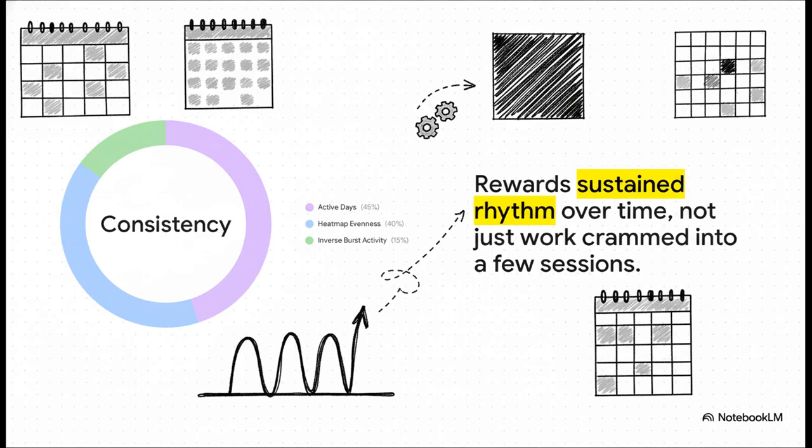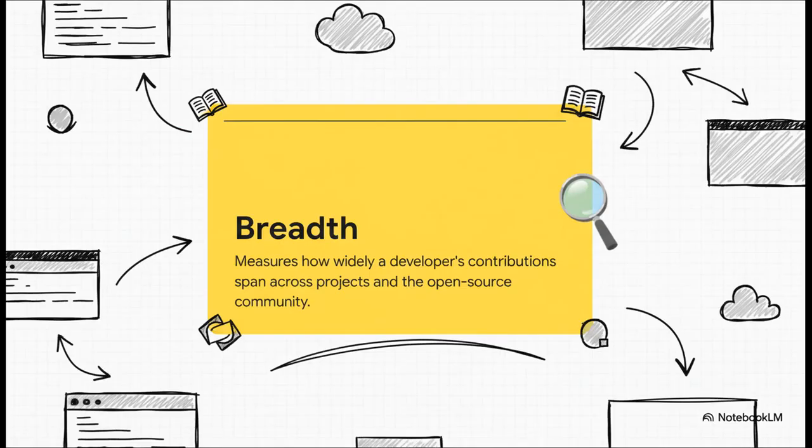Sure, active days are important, but that heat map evenness component making up 40% of the score, that's the secret sauce. It actually analyzes your weekly activity to see how evenly distributed it is. So someone who contributes a little bit every week is going to score much, much higher here than someone who crams all their work into a single week, even if their total number of active days is the same. Now let's talk about breadth.